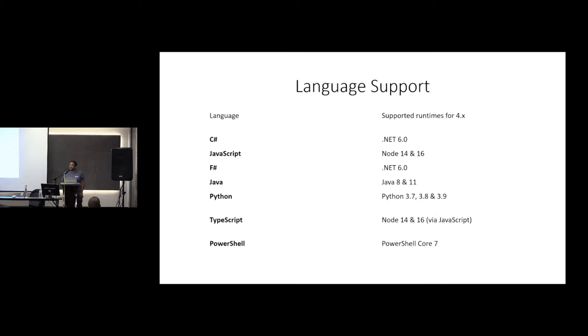Now, the language support in Azure Functions. Azure Functions supports many of the languages that you saw on the screen, from C#, JavaScript, F#, Java, to Python as well, with the supported frameworks. And this is for the supported runtime of Azure Functions V4. There are older versions which are also supported, but Microsoft always advises customers to use the latest Azure Functions version.